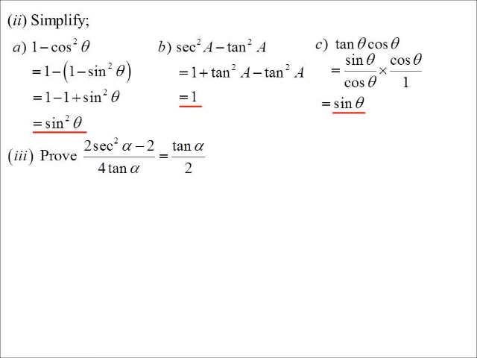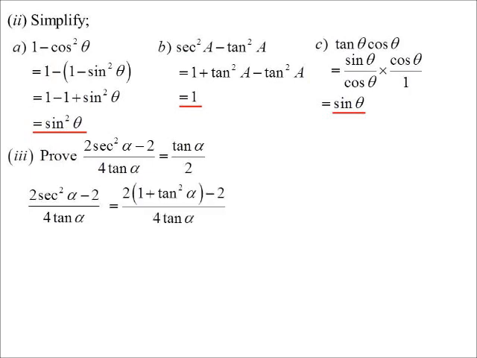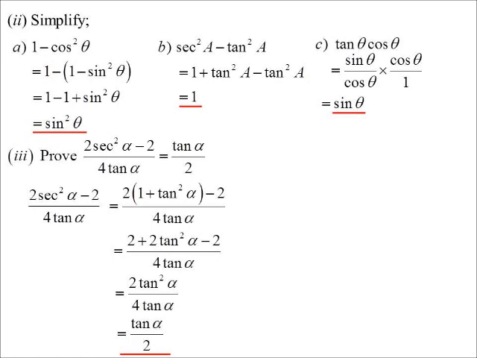It doesn't matter. You can start with the left-hand side, you can start with the right-hand side. It's up to you. I'm going to start with the left-hand side because that's the one that's got the square in it. Sec squared, okay, I know that's 1 plus tan squared. So I substitute in. Let's tidy the top up. I get 2 plus 2 tan squared minus 2. Okay, well 2 minus 2 disappears. And now that cancels quite nicely, doesn't it? The 2 goes into the 4, the tan goes into the tan squared. I get tan alpha on 2.